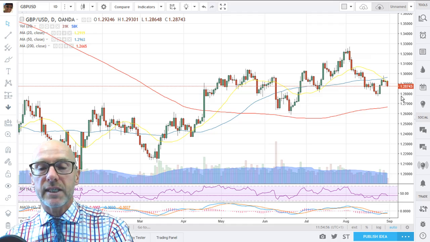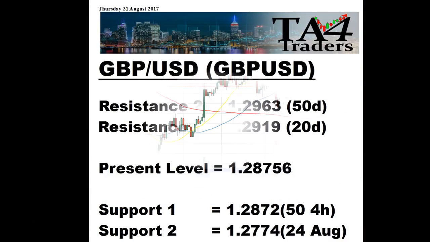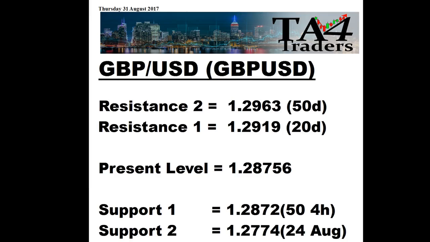Okay, looking at the support and resistance levels. So it's that 20-day is all important. That's at 129.19. Second resistance is at the 50-day. I'm expecting that to roll over, so that will become resistance, 129.63. And then the support is from the 4-hour, 128.72. Which is only marginally below where we were when I wrote this slide. And then second support from the 24th of August, 127.74.